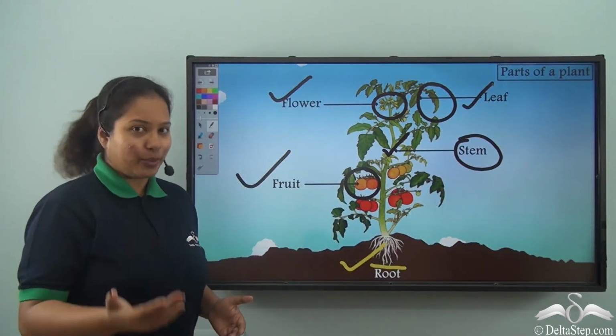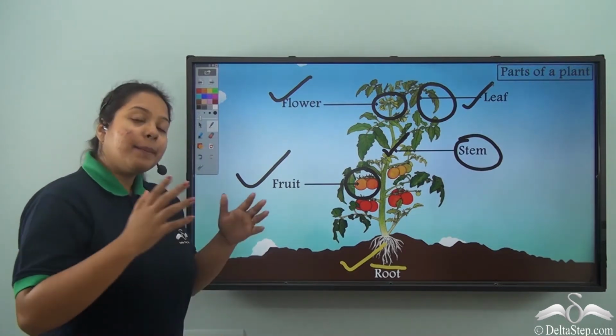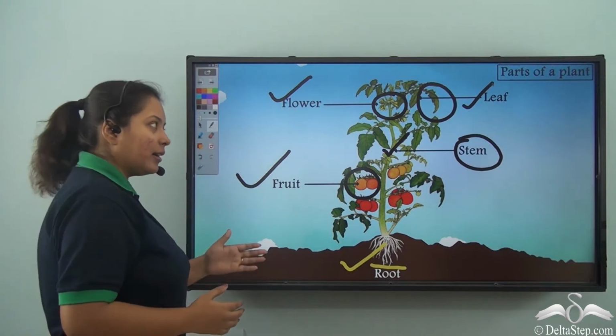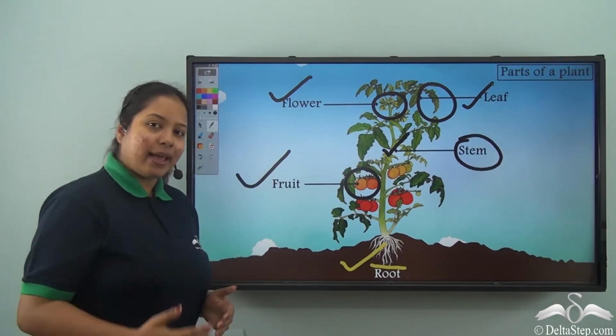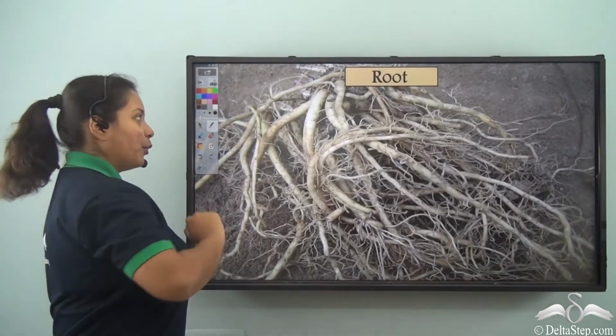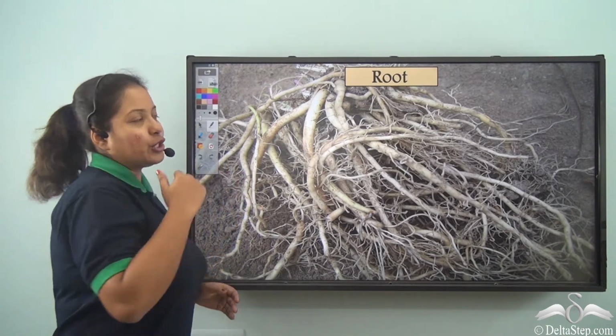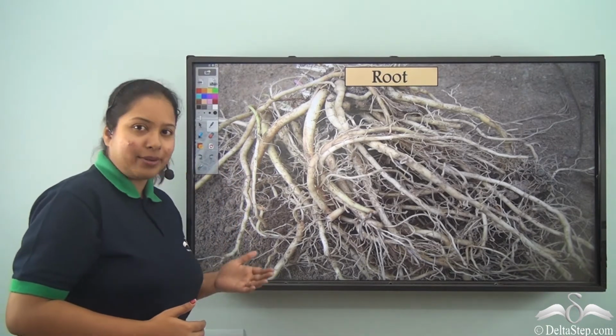So, just like we saw in our human body as well, we have many more parts. Similarly, in plants as well, there are more parts. So, let's learn some more. Before that, let's see what are the functions of the parts that we have already learned.